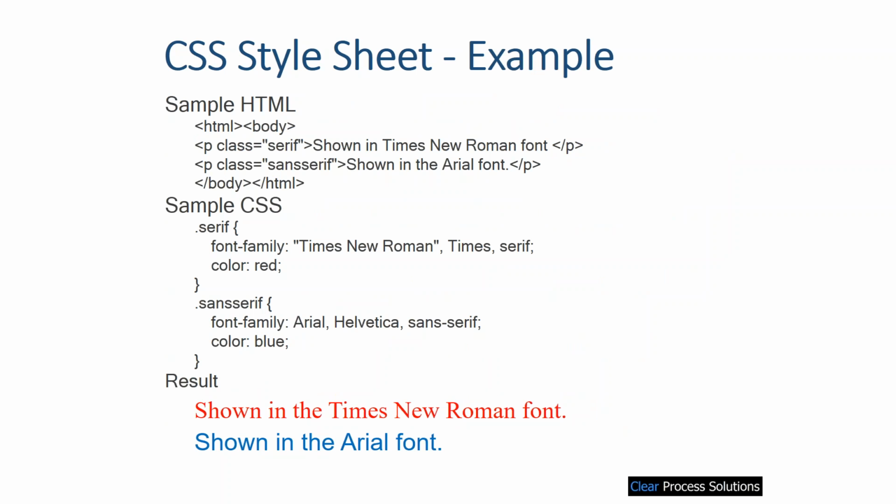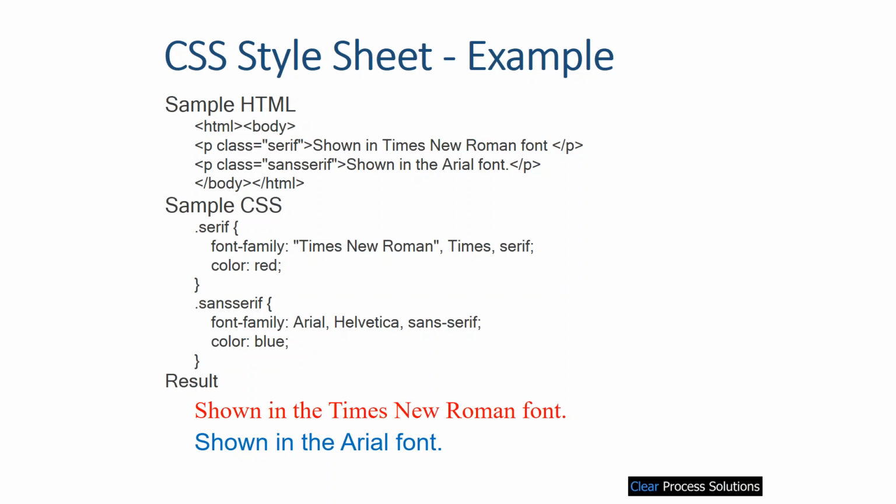Here's just a quick little example of what I was trying to explain there. If you have an HTML file that's defined above, it just has a couple of paragraph tags. Each tag has a class on it. The classes are serif and sans serif. And then what you would define in your CSS is a dot notation.